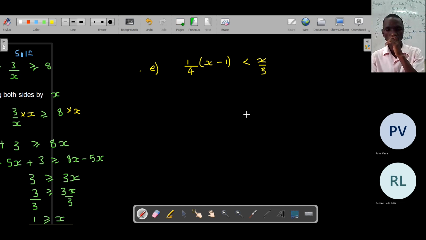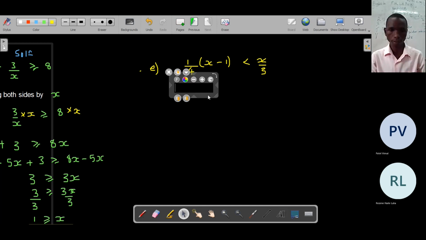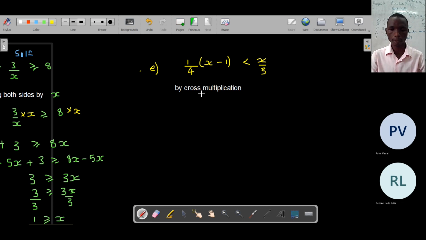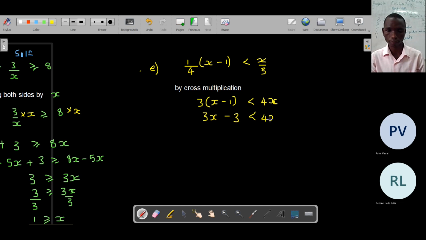So now when you look at this, we can begin by cross multiplication. By cross multiplication, we are going to have this side 3 multiplying x minus 1, then less than, then the opposite side 4 will multiply the other one, 4x. This is what we obtain when we cross multiply. So when you open the brackets here, we get 3x minus 3, which is less than 4x.